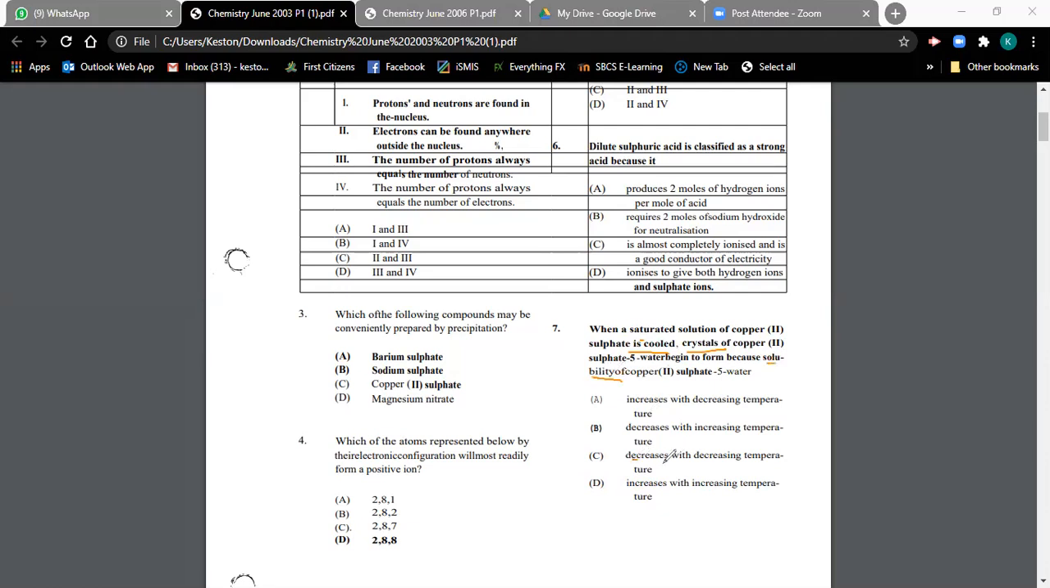Solubility is decreasing while the temperature is also what? Decreasing. So the correct answer is C. Yeah, makes sense? Just take your time with them.